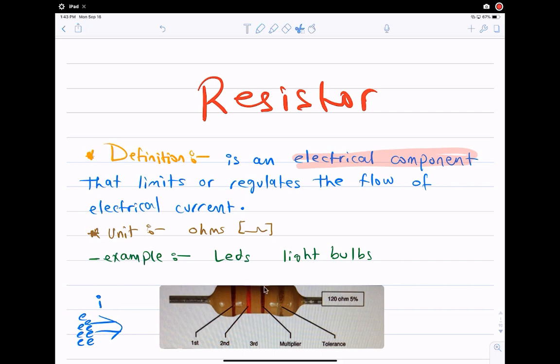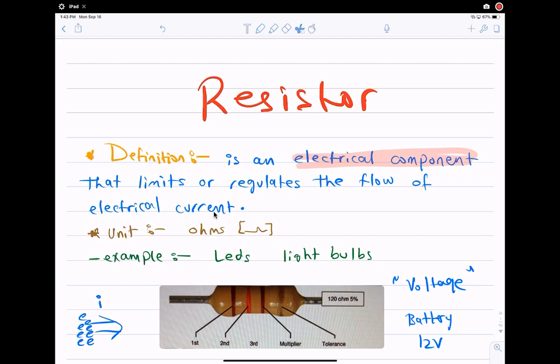Now this resistance, depending on its value, determines the value of the current if we assume that the voltage is constant. Now you can think of a voltage as a battery. Normally we have a specific battery with a specific voltage, right? So if that voltage is constant, this current would be determined by the value of the resistance, because the resistor's functionality is to limit or regulate the flow of electrical current.